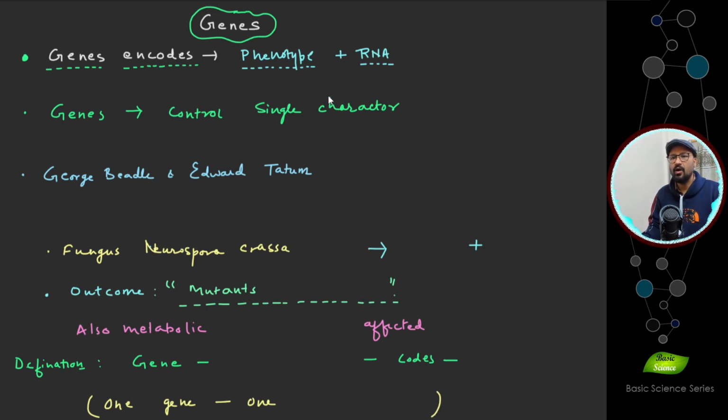Now moving on to the second point, which is written here, genes, what they do. So let me encircle this again. So genes basically control the character, a single character. Only one single character is being controlled by that particular gene. And in this case, probably we can take the example of the eye color, right? So I can write it down, eye color.